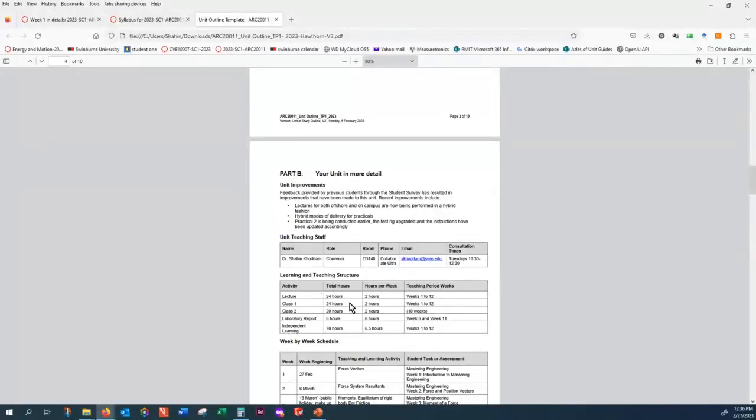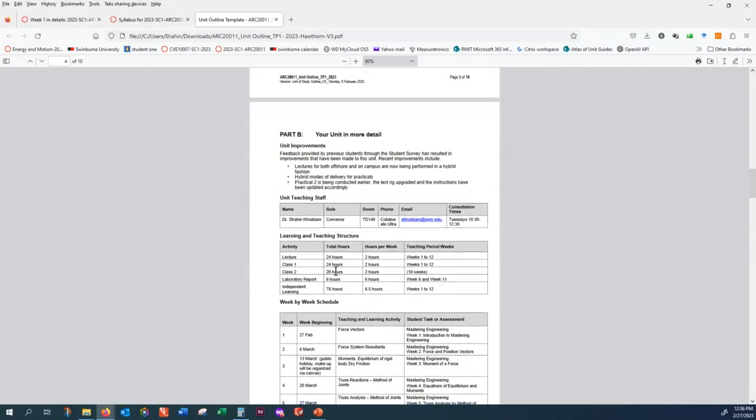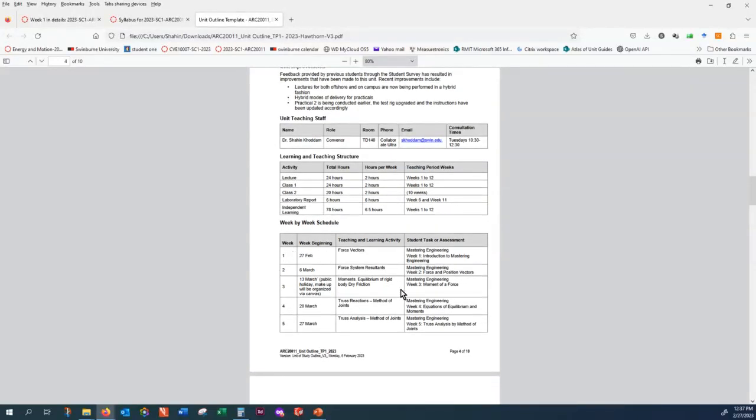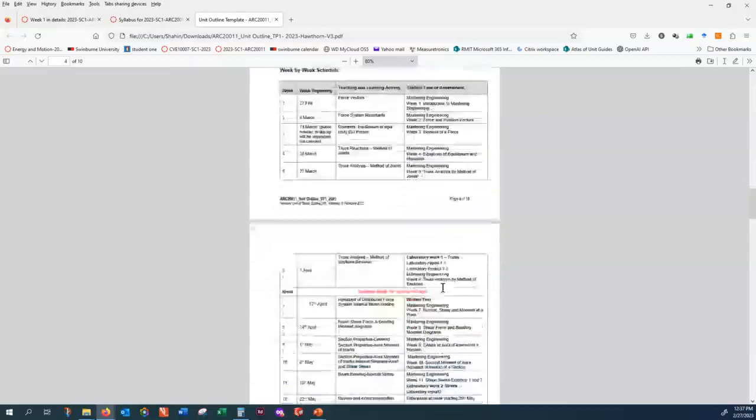And yes, your lectures would be on Mondays. Class 1, class 2 are tutorials. Laboratory works, we have 3 laboratory works of 2 hours. And make sure you spend enough time, 6.5 hours per week between week 1 and 12, to master what we do during these lectures and tutorials. These are the week by week plans, and all you need to know: the starting date, the content for each week, and what the assessment tasks are.